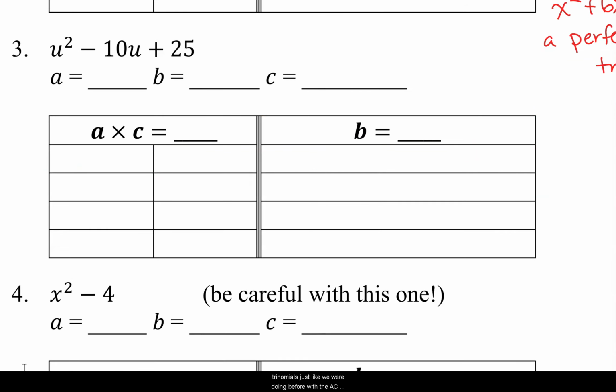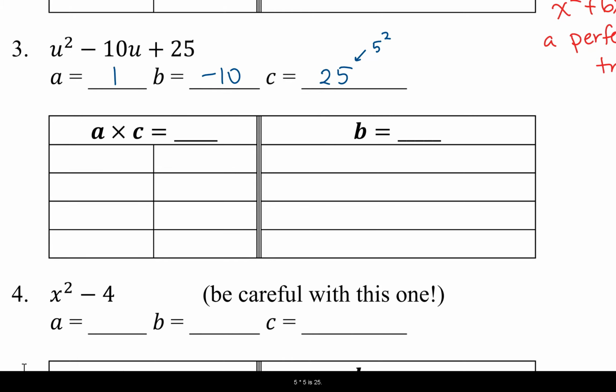And taking a look at a similar problem, u squared minus 10u plus 25. Let's identify our coefficients. A is 1, B is negative 10, C is 25. What to notice about these perfect square trinomials is, first off, C is a perfect square.